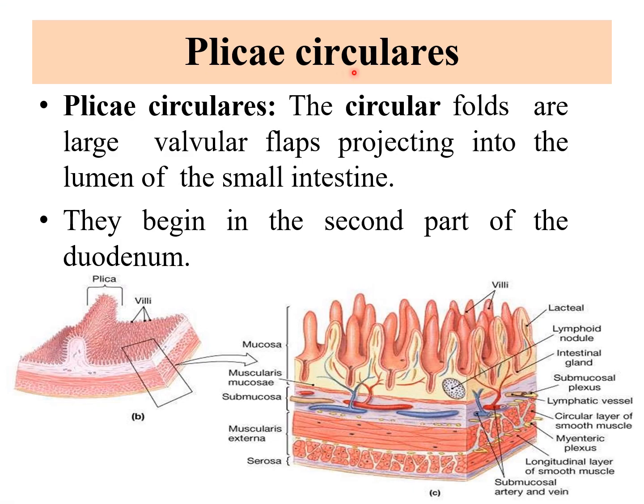More about plicae circulares. We have already seen it is the mucous fold into the lumen of small intestine. These are circular folds. They are the large valvular flaps projecting into the lumen of small intestine. They are the mucosal folds. This is the plica, fold of mucosa. They begin in the second part of duodenum. We have seen already the duodenum has 4 parts. So it begins in the second part of duodenum.